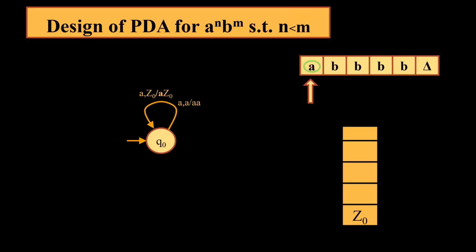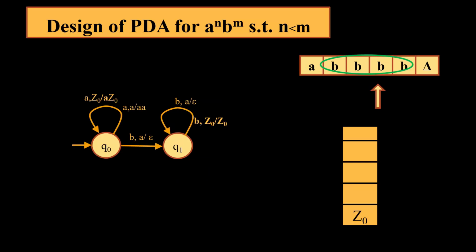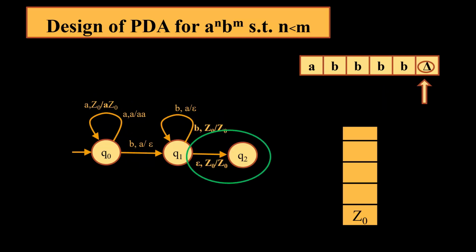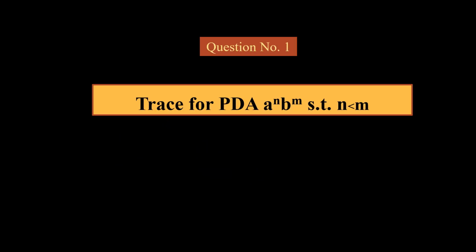Now we will consider the steps which will be followed for designing the pushdown automata for a^n b^m. Initially, when we start with a on the tape, we will read all the a on the tape and push them on the stack. Once we come across b, we will start the pop operation, and corresponding to every b which is read, we should pop elements from the stack. Once we reach delta, that means the end of the tape, we should have Z0 on the stack.